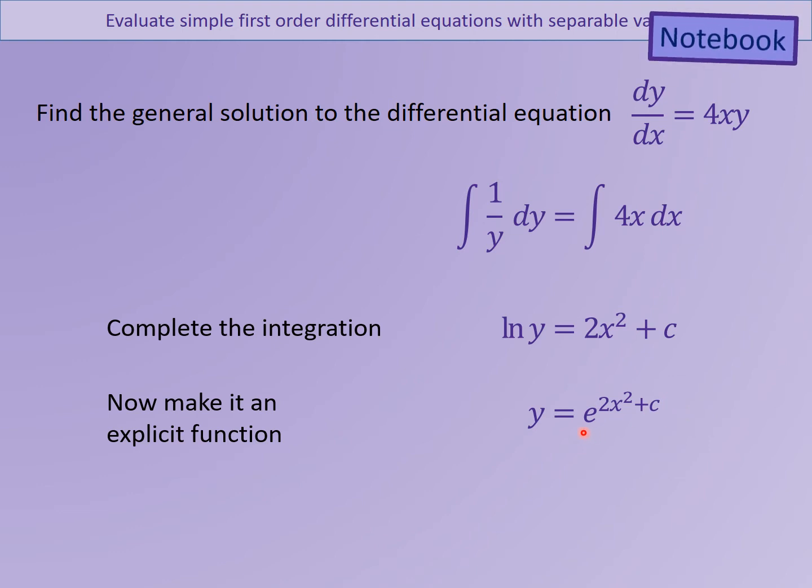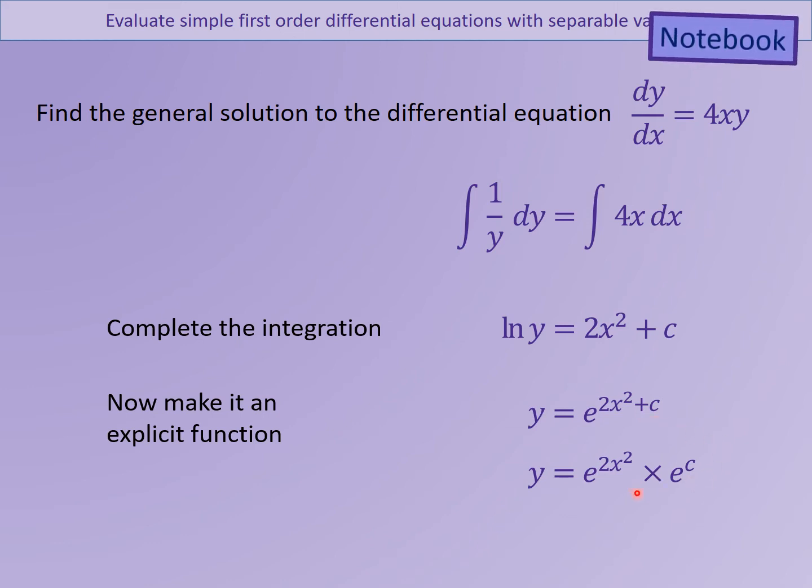Right, according to the laws of indices, I can separate out two things where the power is added into two things multiplied together. So for example, e to the power 2x squared times e to the power c is exactly the same as e to the power 2x squared plus c. Just make sure you're happy with that. It's just using the laws of indices backwards there. So I've separated it out into this.